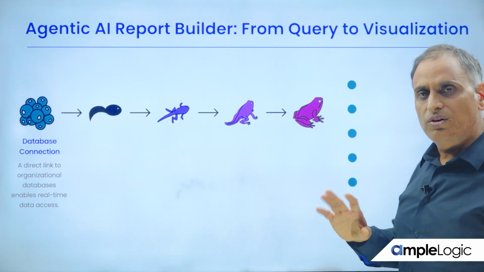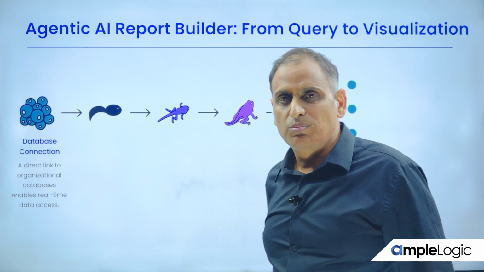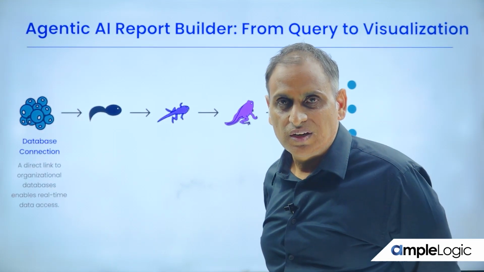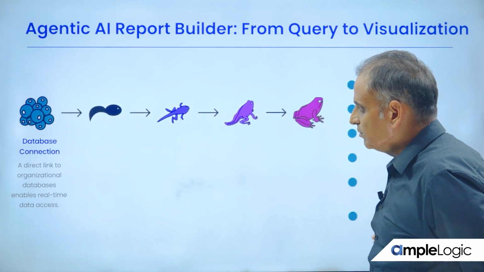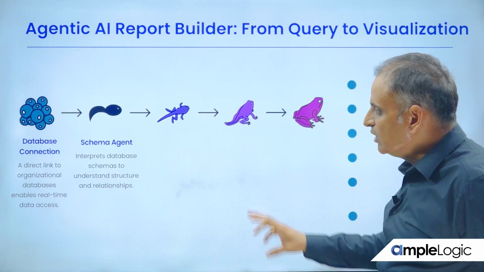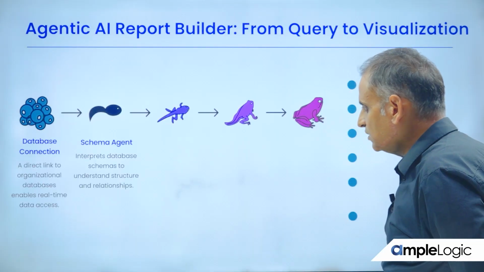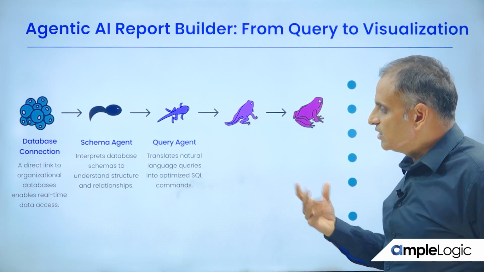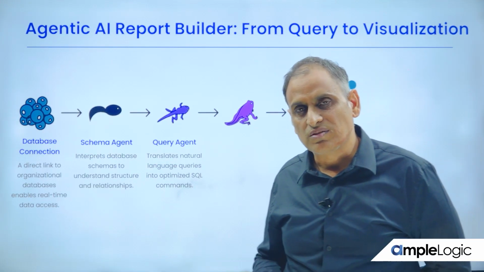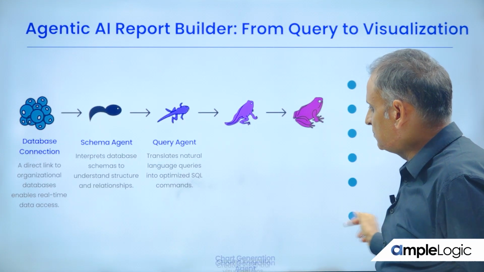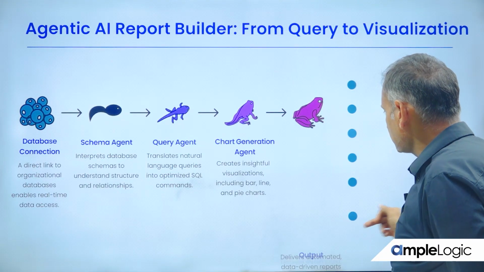It is quite simple: you can connect to any database, whether you are using QMS, DMS, LMS, all these applications on one platform or on different platforms. You can connect this builder to the database. Then there is a schema agent, which understands the database schema. Then the query agent translates your natural language, so once you type in something, it is able to convert it into SQL queries. And the chart generation agent generates the charts by itself.